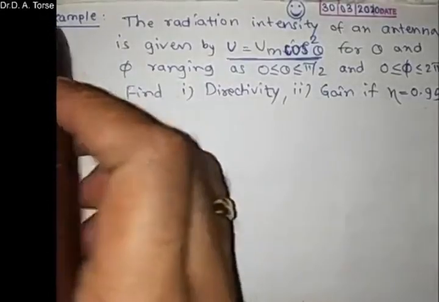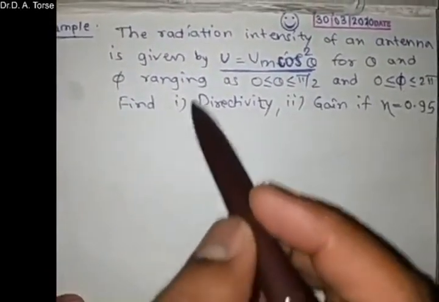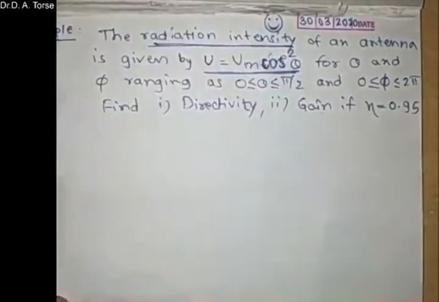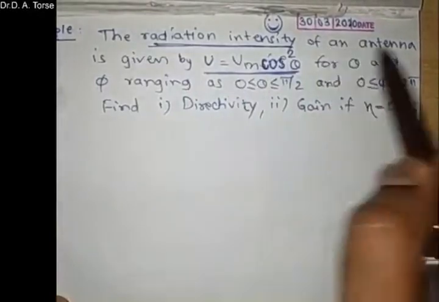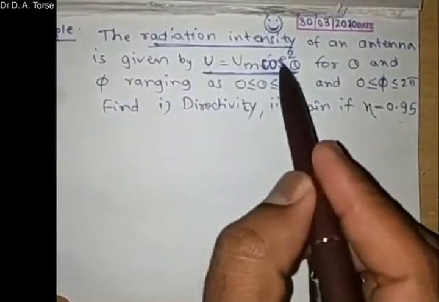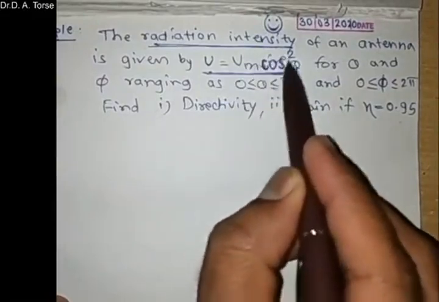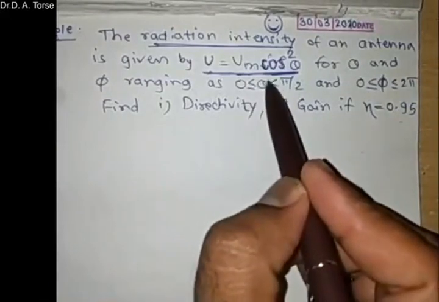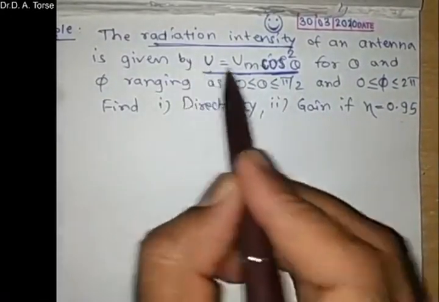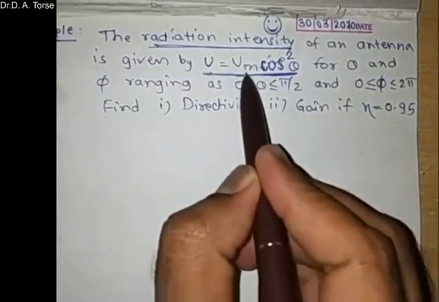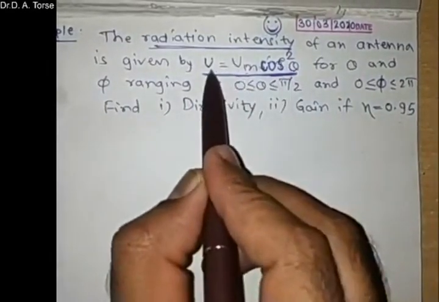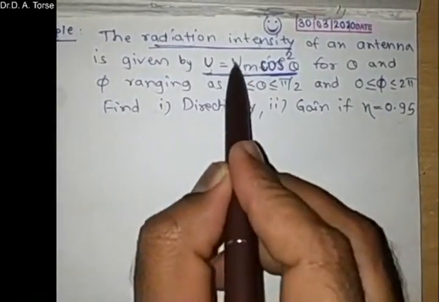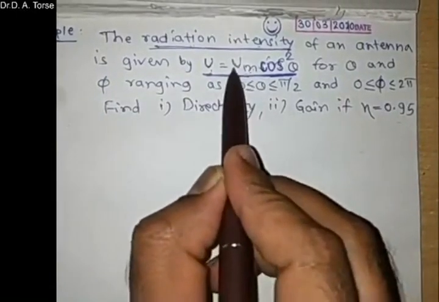Let us solve one more example now, but in this case the field radiated by an antenna is not given, the radiation intensity is given. So the radiation intensity of an antenna is given by U, and in this case the term is U m cos square theta. In the previous equation, the electric field E of theta was given as cos square theta, but now the radiation intensity is cos square theta. U is radiation intensity, which is nothing but power per unit solid angle, and U m stands for the maximum radiation intensity.